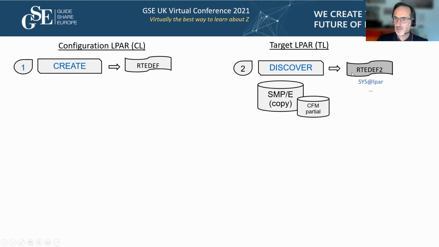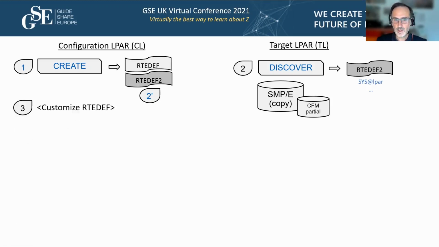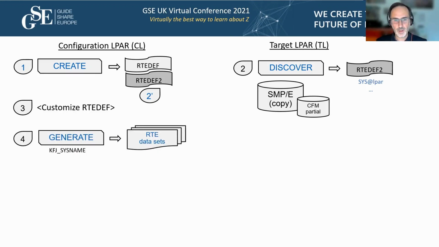So when we discover this, and you would do that for all the LPARs in your sysplex, you would transfer this data set over to your staging system or your configuration LPAR and merge these members into the main RTE-def. It's probably just a copy job that you would have to do to copy this from RTE-def2 to RTE-def1 dataset. The next actions are fairly standard. You will continue customizing your runtime environment. You would generate your RTE datasets.